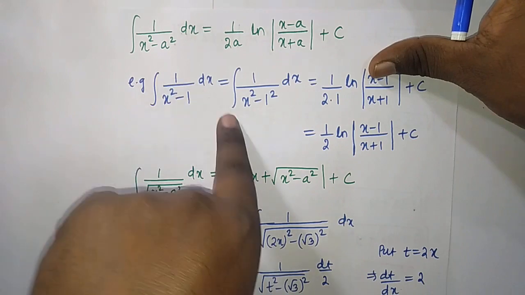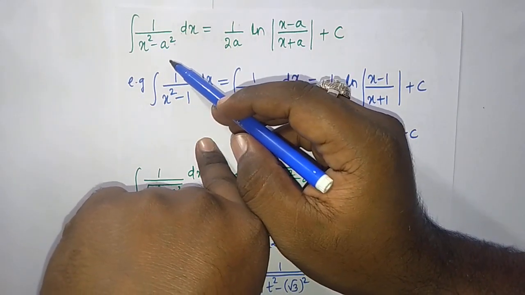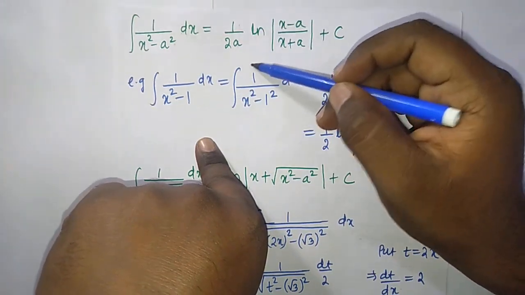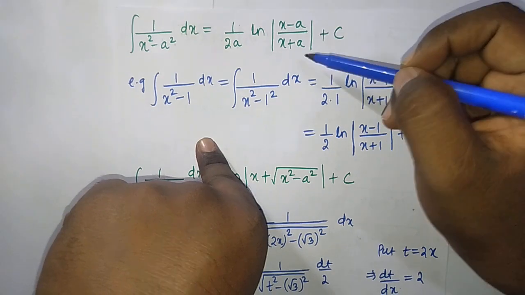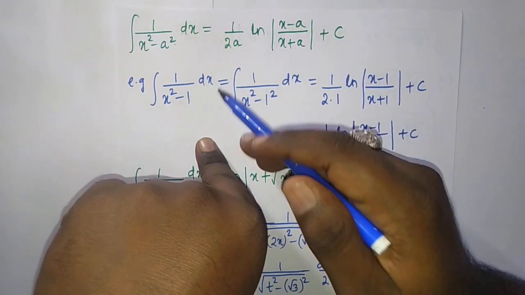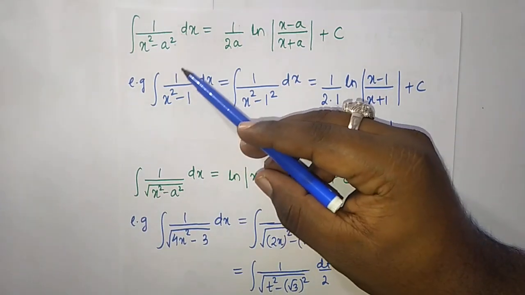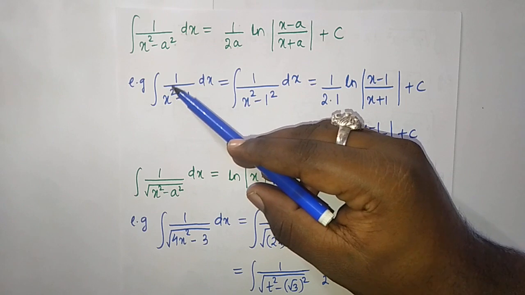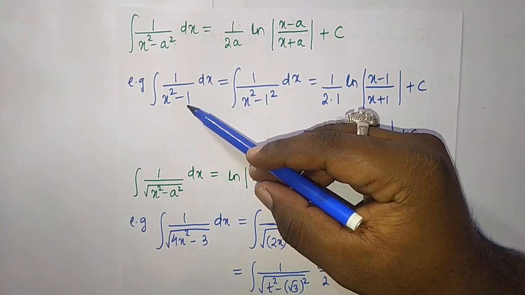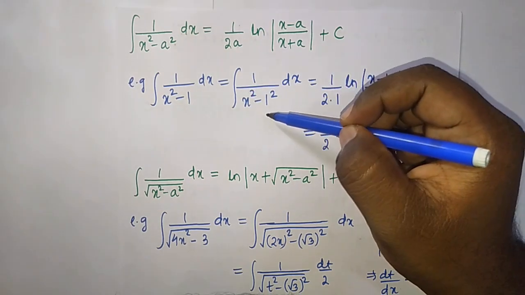Now come to another example, another form. Here it is integration of 1 by x square minus a square. Integration of 1 by x square minus a square is 1 by 2a ln modulus of x minus a divided by x plus a. Here is one example I have given. Suppose the question is to find integration of 1 by x square minus 1. X square minus 1 means x square minus 1 square.